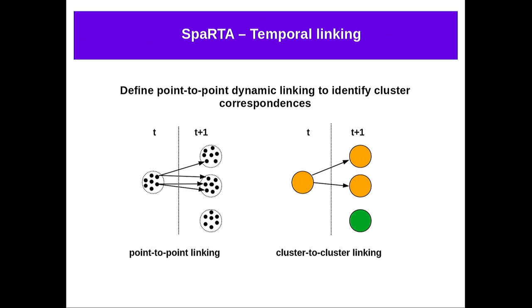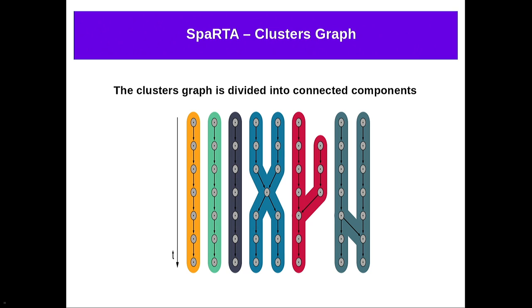So we first perform temporal linking. We use a point-to-point linking based on the velocity to associate the 3D clusters. And we build a cluster graph, which is made of clusters linked in time. At this point, we identify the connected components of this graph, which can be made of one-to-one connected clusters, as the three on the left, or some of these clusters can have multiple linking.